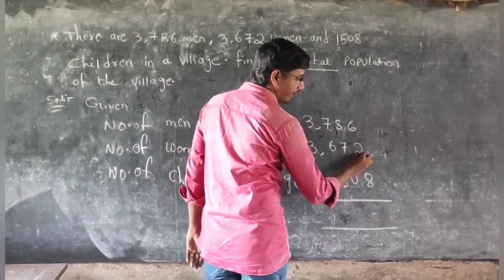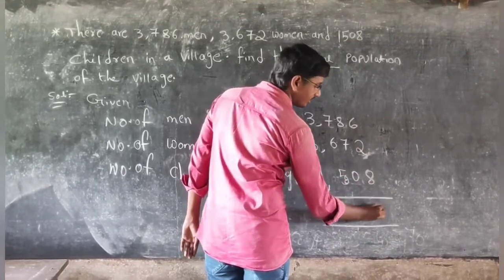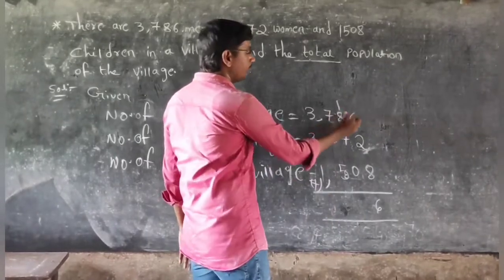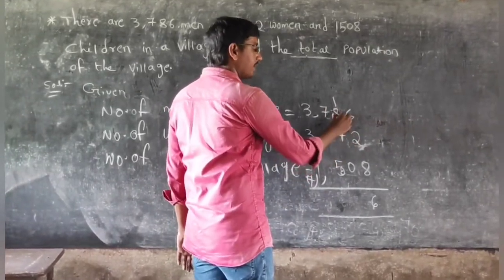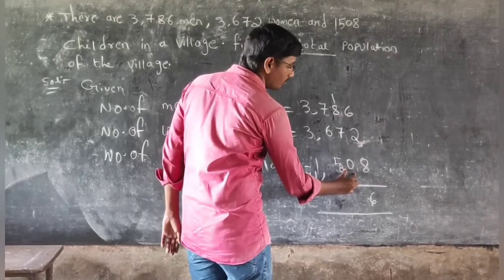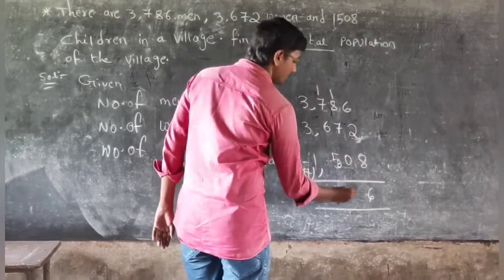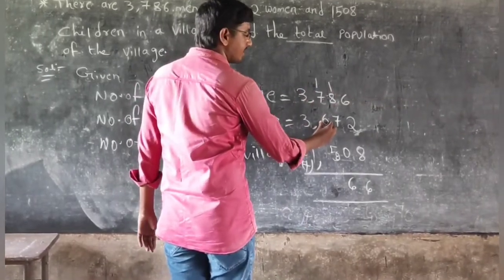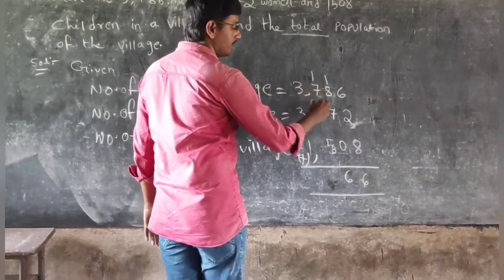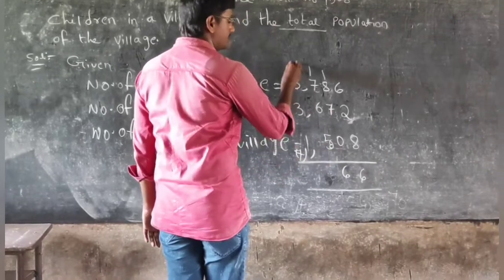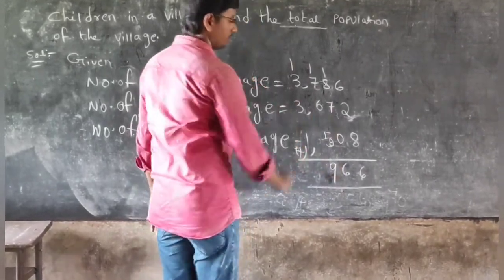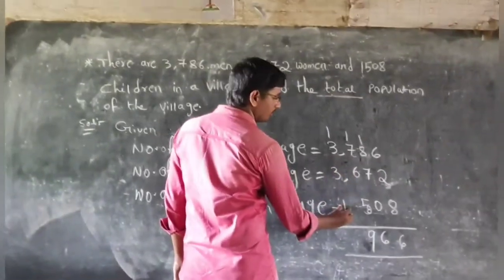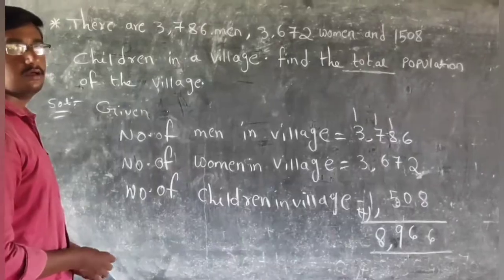6 plus 2, 8. 8 plus 8, 16. Okay, good. Next, 1 plus 7, 8. 8 plus 8, 16. 16 plus 0, very good, 16. 1, 6. Next one, 1 plus 6, 7. 7 plus 7, 14. 14 plus 5, 19. Okay, good. Next, 1 plus 3, 4. 3 plus 1, 4. 4 plus 4.